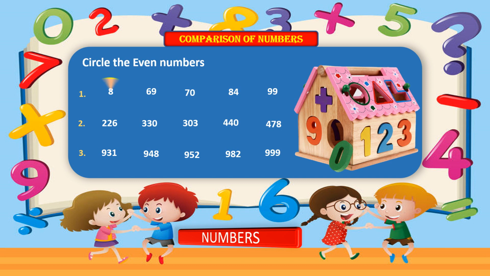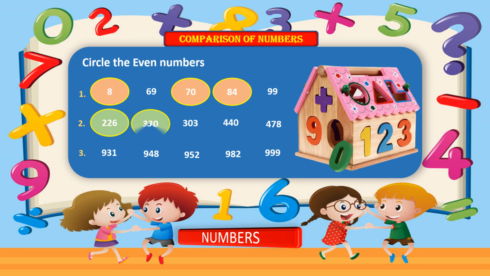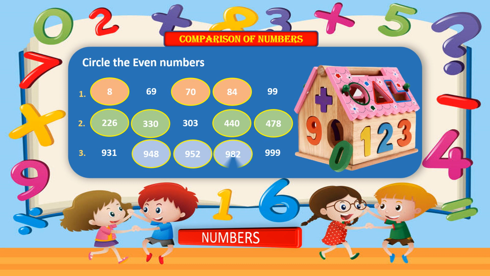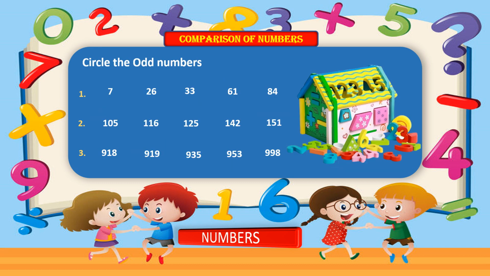In the first row, 8, 70 and 84 are even numbers. In the second row, 226, 330, 440 and 478 are even numbers. In the third row, 948, 952 and 982 are even numbers.